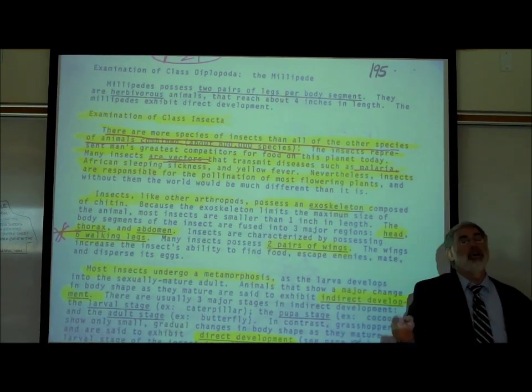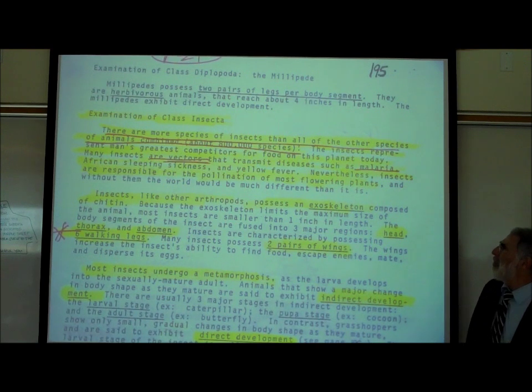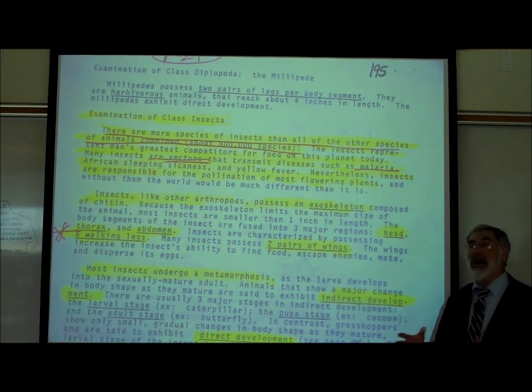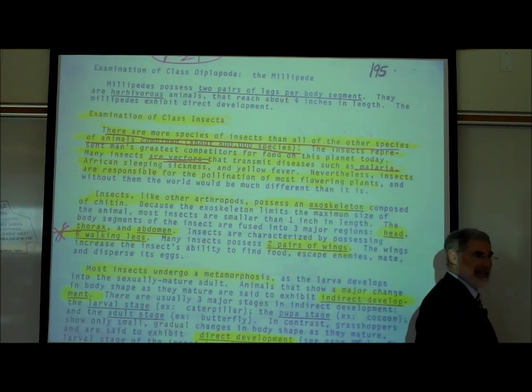But there's also good insects. You'd say, yeah, name one. How about bees? Because without bees, not only would there not be honey, but they pollinate all the flowering plants. And there's other good insects besides bees as well.